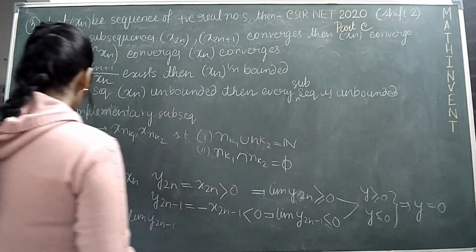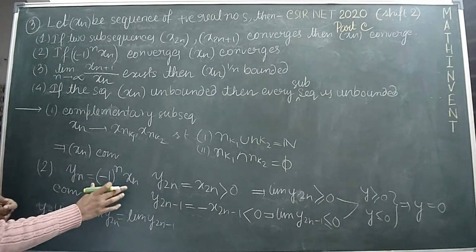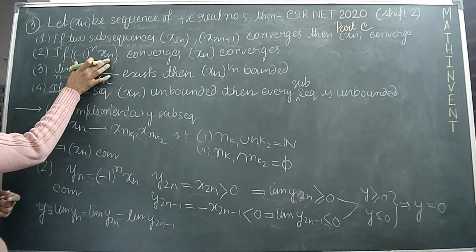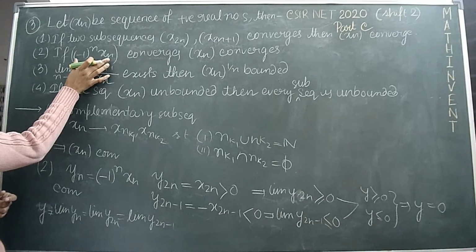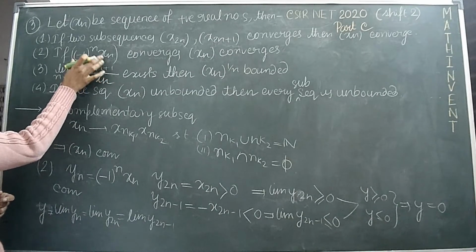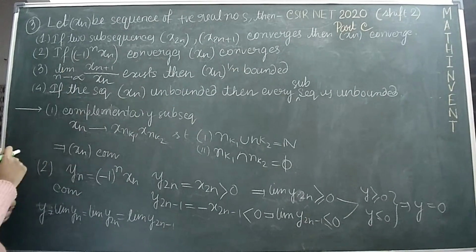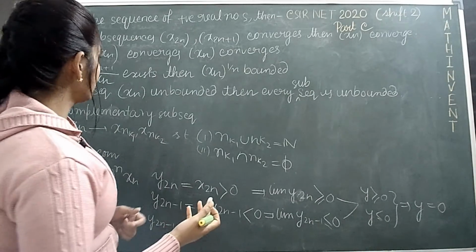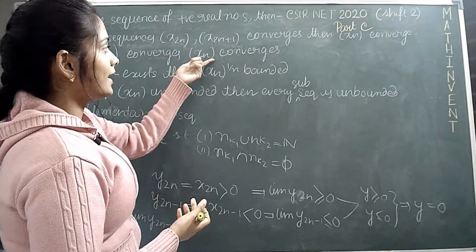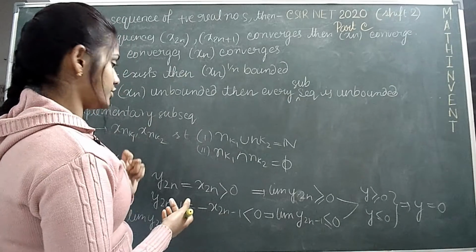So what we have proved here is that this sequence is convergent and converges to the limit 0. So now we need to prove that xn is also convergent.